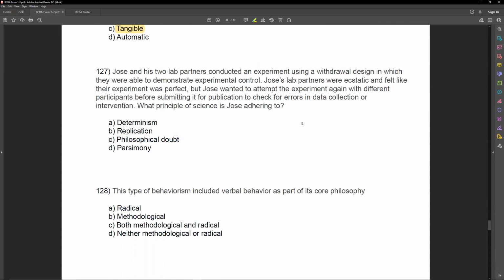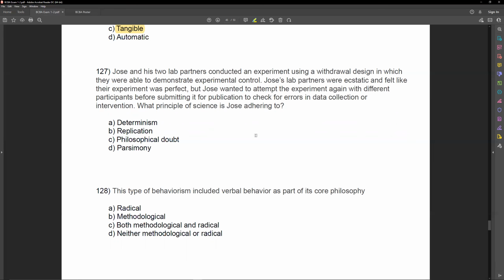127, Jose and his two lab partners conducted an experiment using a withdrawal design in which they were able to demonstrate experimental control. Jose's lab partners were ecstatic and felt like their experiment was perfect, but Jose wanted to attempt the experiment again with different participants before submitting it for publication to check for errors in data collection or intervention. What principle of science is Jose adhering to? Okay, long question, however, very simple principle of science question.